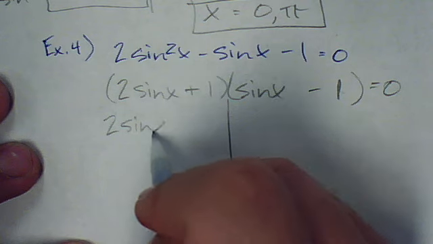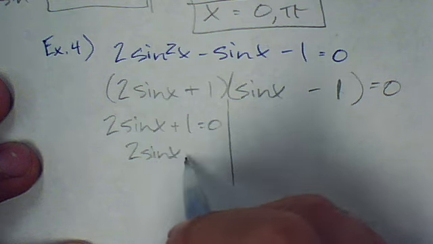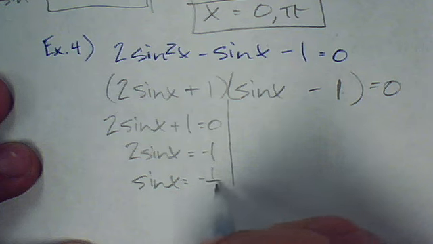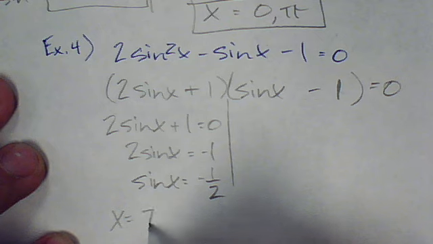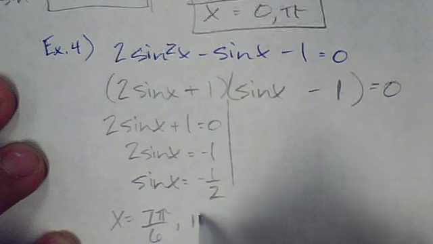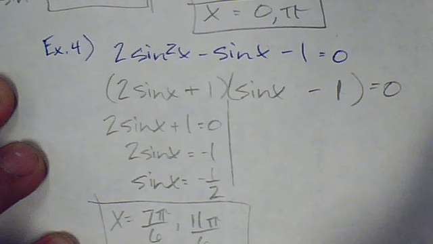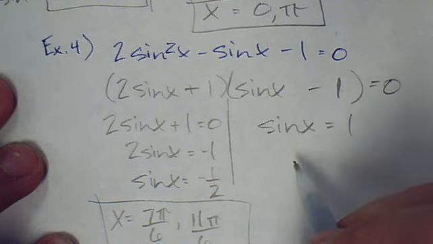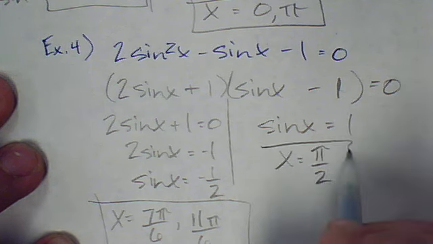So 2 sine x plus 1 is equal to 0. 2 sine x is equal to -1. Sine x is -1/2. So x would be 7 pi over 6 and 11 pi over 6. And then over here we get sine x is equal to +1. So x equals pi over 2.